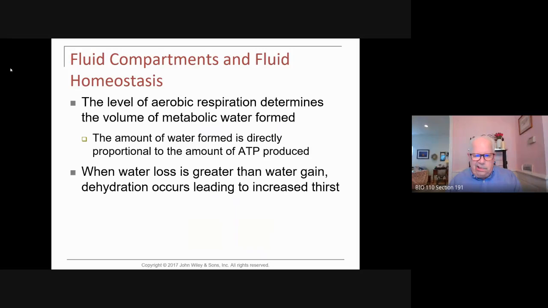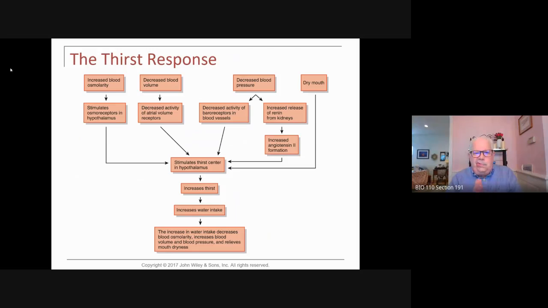When water loss is greater than water gain, you become dehydrated. And when you become dehydrated, you become thirsty. And that's governed by your brain. It's governed by the hypothalamus. There's a center in the hypothalamus that is the thirst center. This is why you drink fluid, because of the thirst center in your hypothalamus. When you're dehydrated, you drink water. Okay? So there is a thirst response.